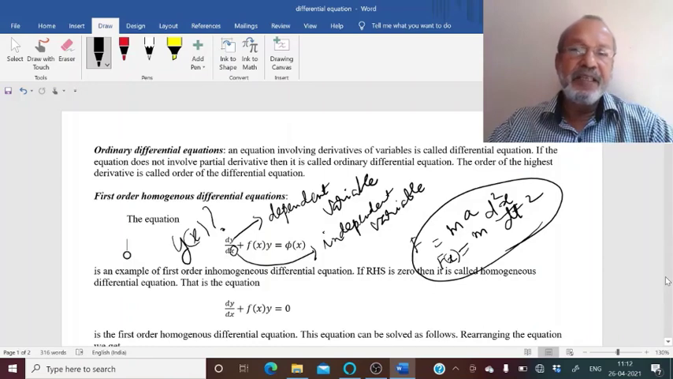Just like integration in mathematics, the solving of a differential equation also depends on the type of equation. There are various different methods of solving differential equations. Each method will be suitable for a particular group of equations.